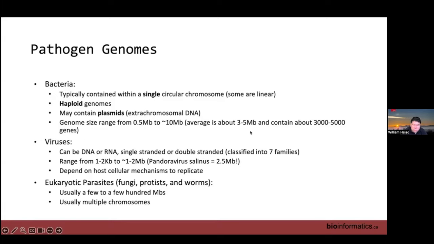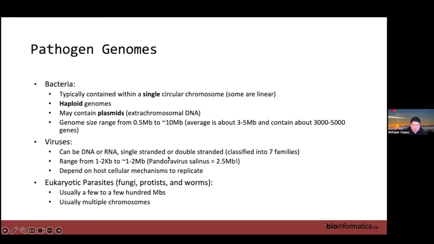But on average, especially for pathogens, they're typically between two to five megabases and contain about 3,000 to 5,000 genes per genome. Viruses can be both DNA and RNA. And of course, I'm grossly simplifying the biologies of these genomes. But as I mentioned, this is just to give everyone the same grounding. So viruses can be DNA or RNA.